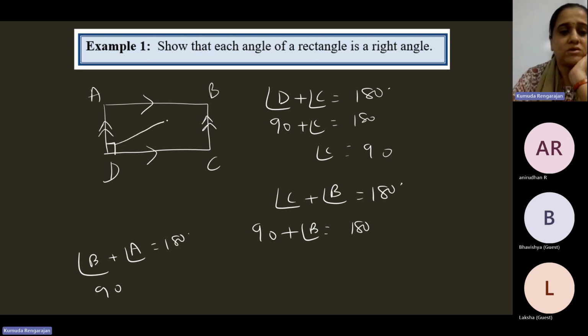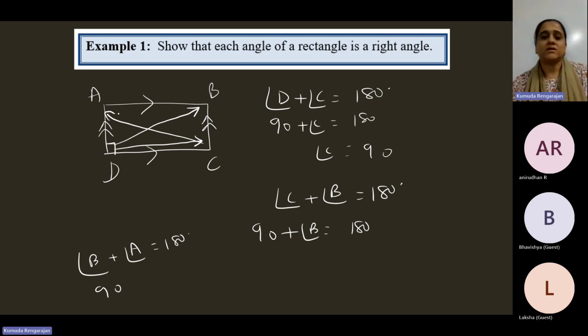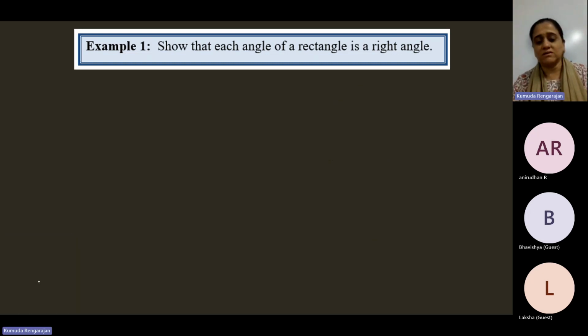But what did we do? Opposite angles are equal, so this is 90. Then adjacent angles are supplementary, so this is 90. Then again, opposite angles are equal, so this is 90. All right. So we proved that each angle of a rectangle is a right angle.